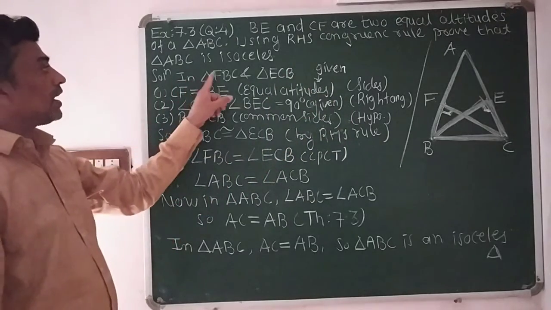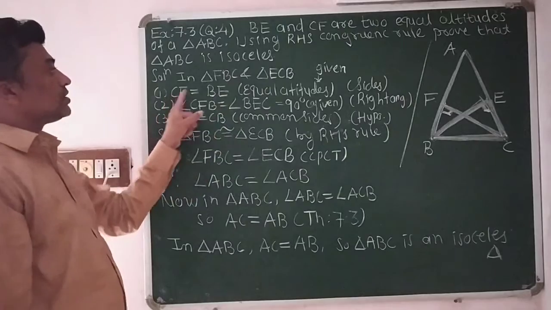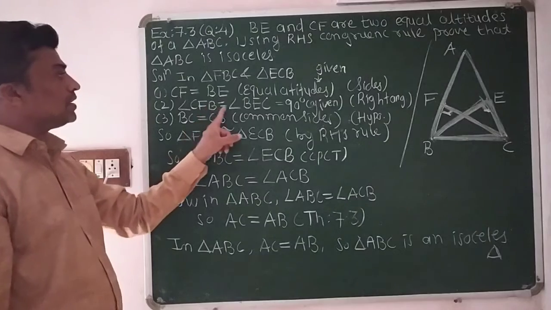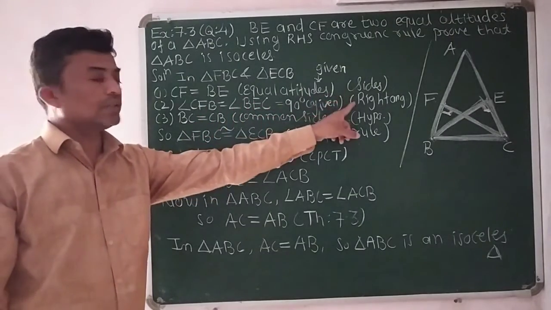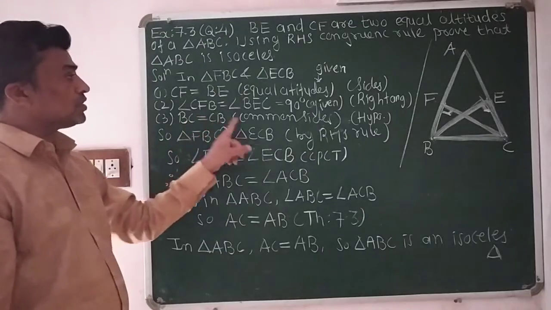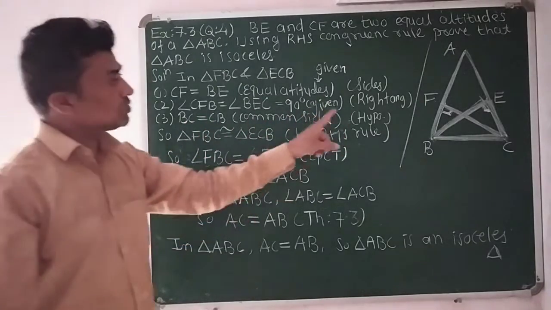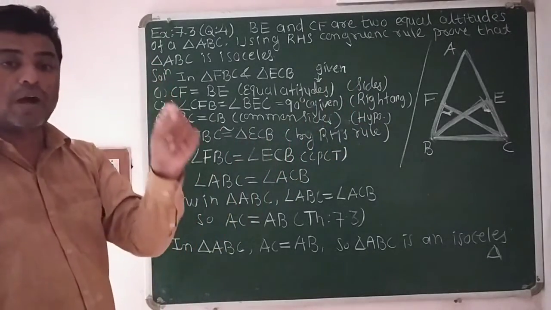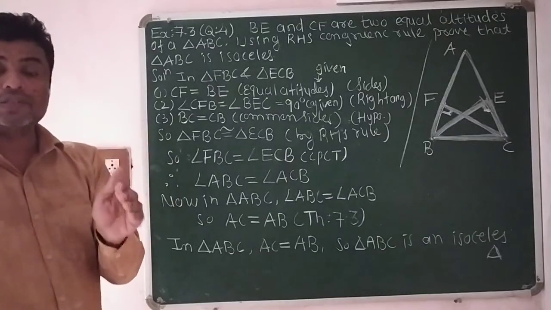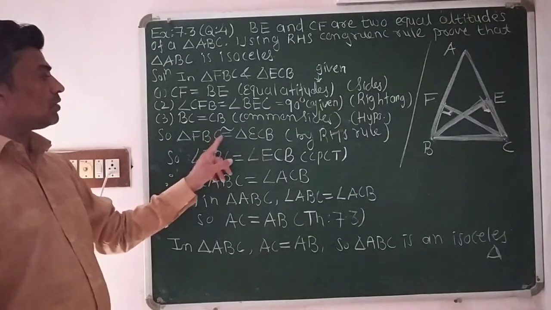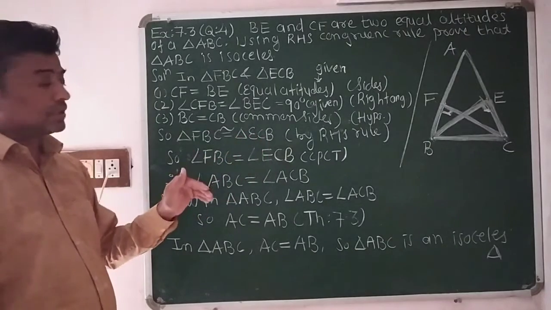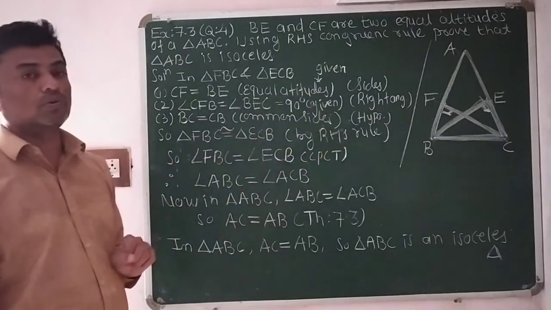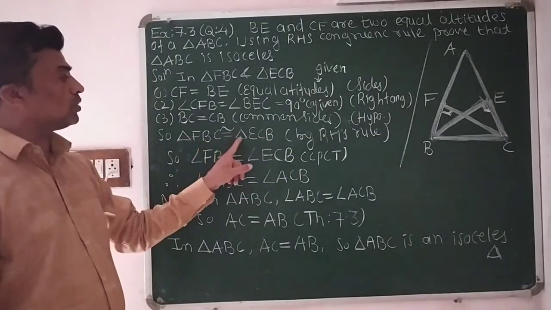So see children, in triangle FBC and triangle ECB, CF is equal to BE, equal altitudes, and they are sides. Angle CFB is equal to angle BEC, 90 degrees, so they are right angles. BC is equal to CB, common side, and it is the hypotenuse. So right angle, hypotenuse and side means RHS. So according to RHS congruence rule, triangle FBC is congruent to triangle ECB.